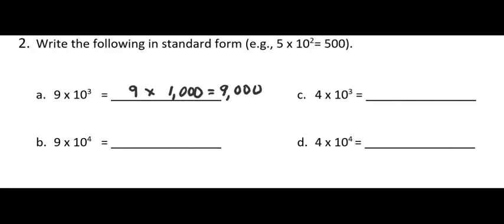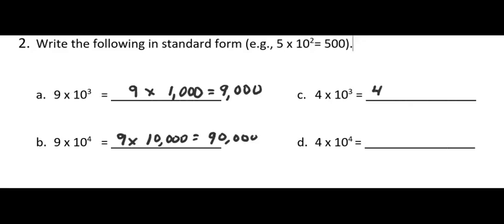Down below, I have 9 times 10 to the fourth power. So 10 to the fourth power is 10,000. So 9 times 10,000 is 90,000. And again, you can see that pattern of zeros occurring in our answer, all connected to the exponents and the power of 10. Problem C, I have 4 times 10 to the third power.